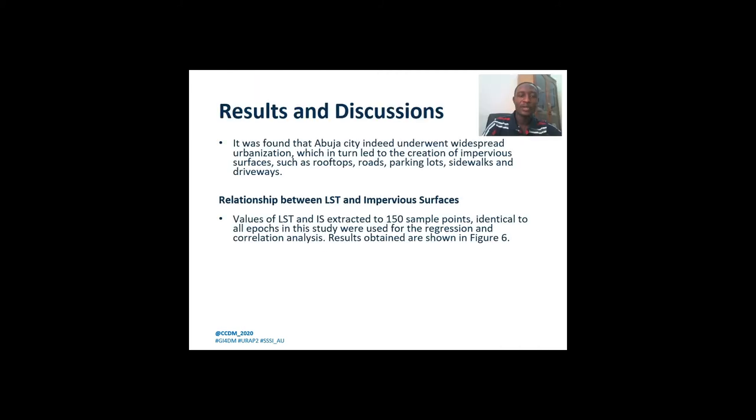From the result, it was found that Abuja City indeed underwent widespread urbanization, which in turn led to the creation of impervious surfaces, such as rooftops, roads, parking lots, sidewalks, and driveways. The values of land surface temperature and impervious surface were extracted to 150 sample points, identical to all epochs in this study. These sample points were used for the regression and correlation analysis. You can see the result of this analysis in the next figure, which is figure 6.